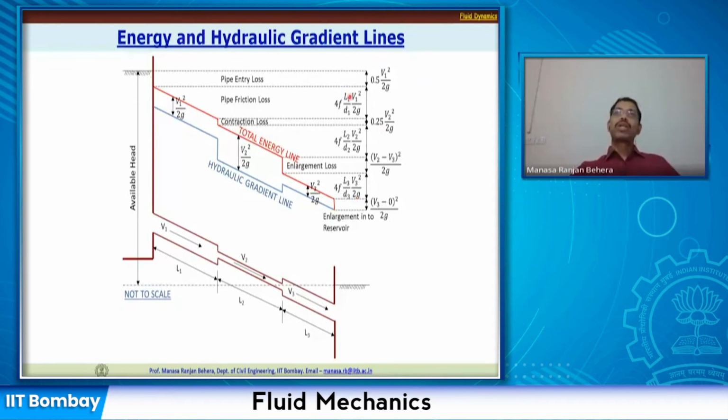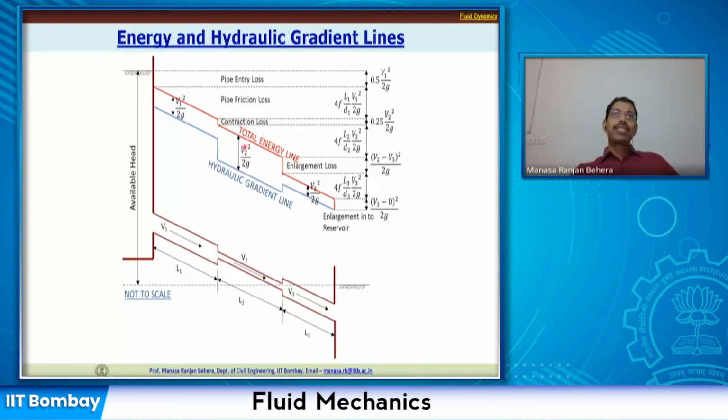This loss is going to be taken into account when you calculate. We'll not get into all these things right now. There will be pipe entry loss, friction loss, contraction, expansion, all these losses are there, but the energy at any point, including the pressure head, velocity head and datum head, is going to give you the total energy at that point, and if you join them, you will get the total energy line.